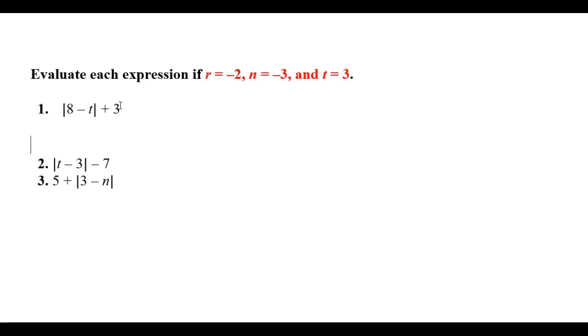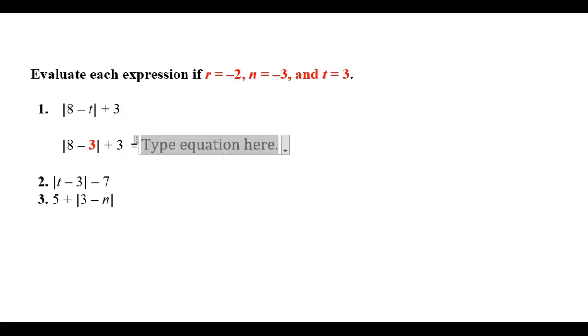What we're going to do is take the given expression and replace the variables in that expression with the values from up here. Up here it says t is equal to 3. So in my equation, I'm going to replace t with 3, and then simplify from there on out. The absolute value of 8 minus 3, so you complete the inside first. We get 5. And the absolute value of 5 is 5. So we have 5 plus 3, which is equal to 8. So the answer to number 1 is 8.